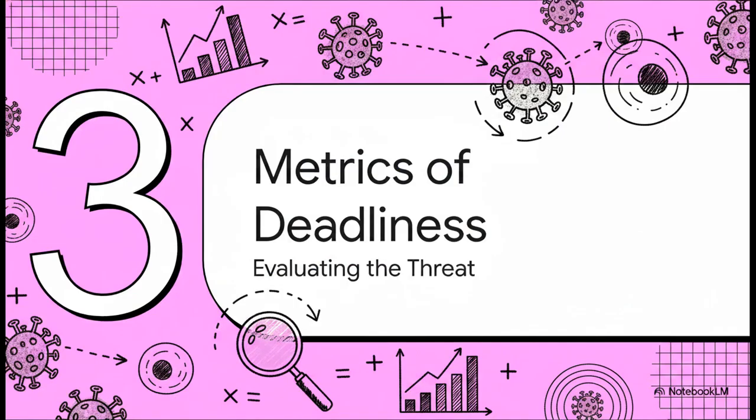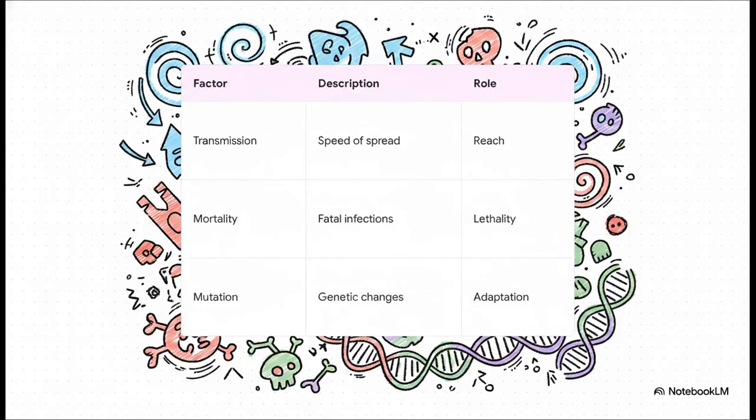Which brings us to Section 3, Metrics of Deadliness. We've mapped out the invasion, but how do we actually, objectively measure the true threat level of these microscopic machines? Well, epidemiologists evaluate a virus using three critical factors to calculate its destructive potential.